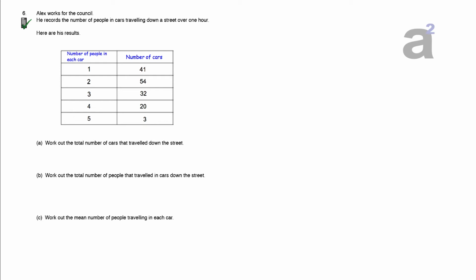So the total number of cars will be 41 plus 54 plus 32 plus 20 plus 3, which is 150. And the second question is, work out the total number of people that traveled in cars down the street. So in 41 cars, only 1 person each. So 41 times 1, which is 41. 54 cars, there are 2 people each. So 54 times 2, which is 108. Likewise, 32 times 3, which is 96. 20 times 4 is 80. 3 times 5 is 15. So the total is coming 340.